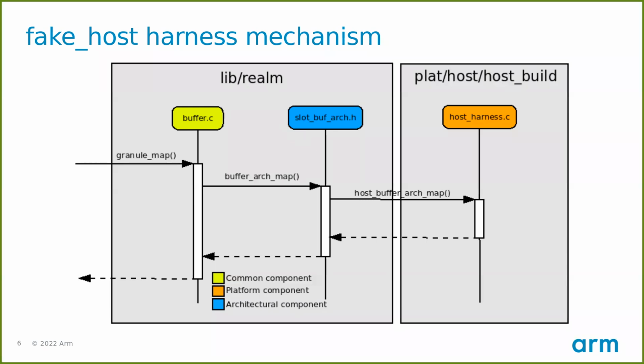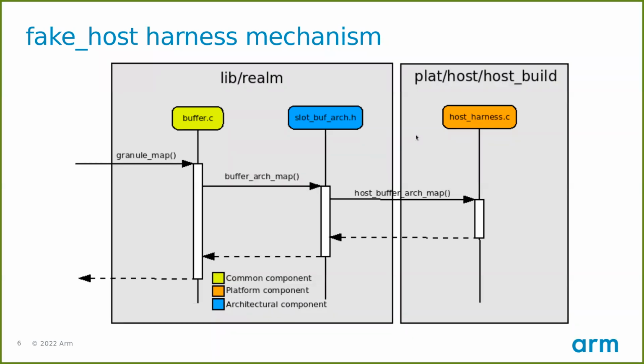So in turn, for the case of the fake host implementation, this will call host buffer arc map, which is inside the host harness, which is part of the host build variant. So this is in the platform layer, right?